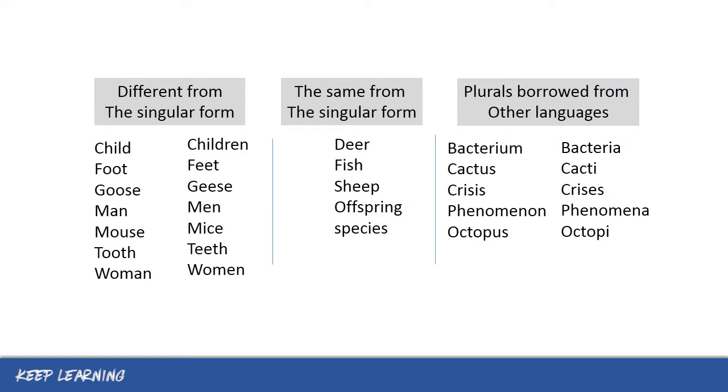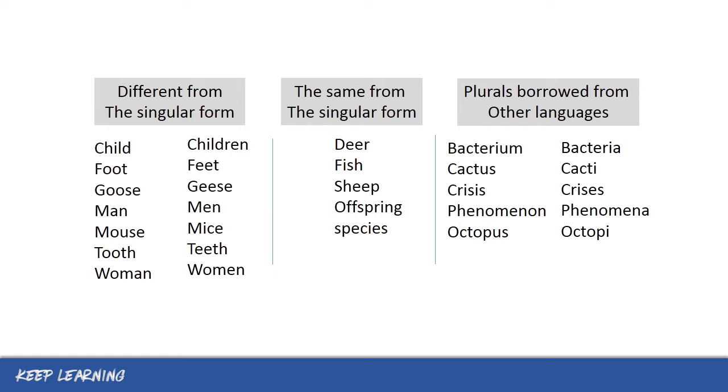Also the goose, the plural is geese. Man, the plural is men. A mouse, when you have 2, they're mice. 1 tooth, 2 teeth. 1 woman, 2 women, right? So those are different.